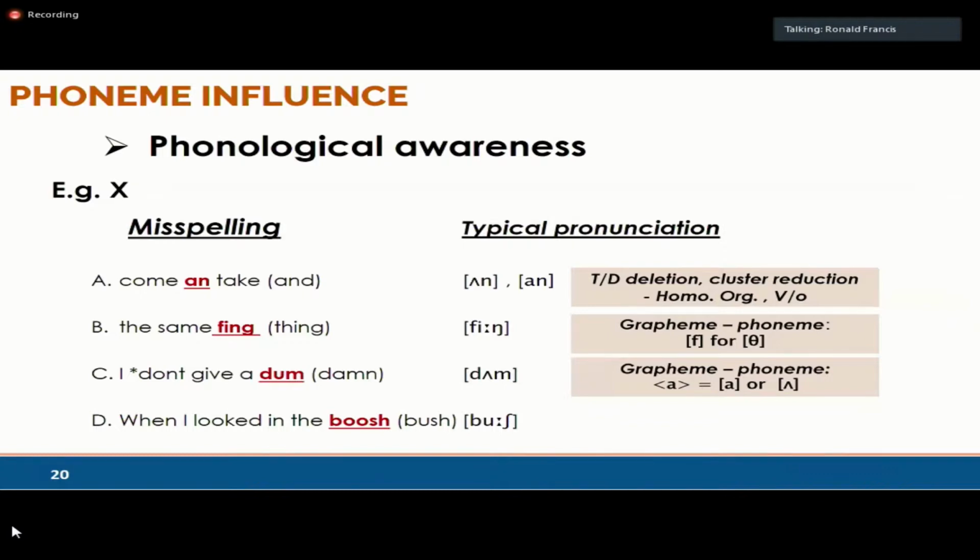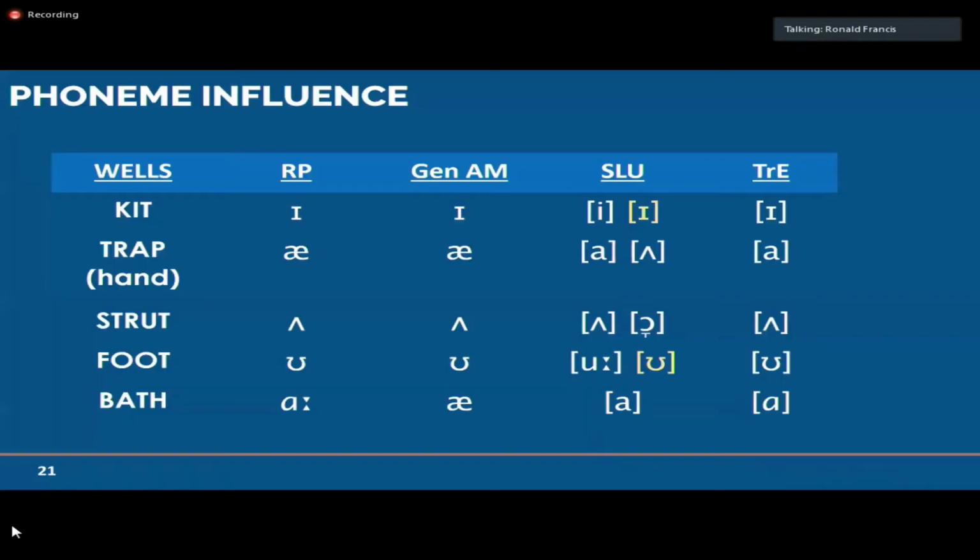Also, we have here "when I look in the boosh," because the upsilon, or the U sound, which is required here, as in words like "good" or "bush" in standard English, is not part of St. Lucian speech. You have a lack of differentiation between oo and U, and sometimes the wedge. Because of that, the student has selected a grapheme, double O, which more commonly represents the long U tense vowel in that case. So we got a lot of that in the writing as well: "when I look in the boosh" instead of "when I look in the bush," for example.